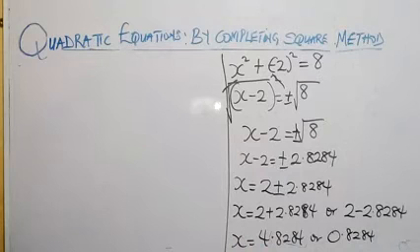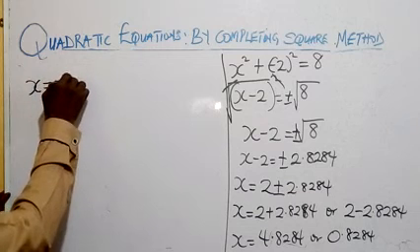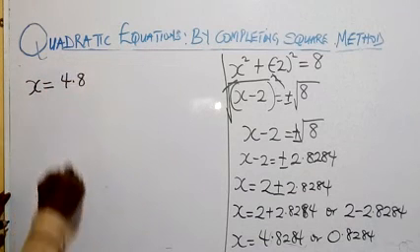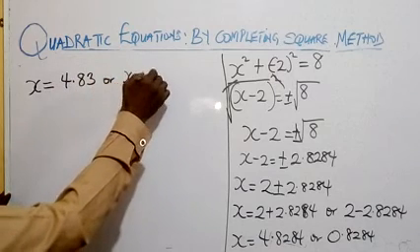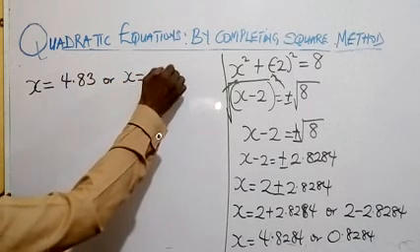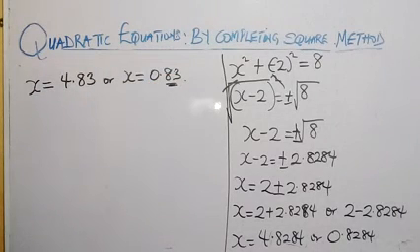The value of our x is 4.8284 or minus 0.8284. And don't forget, from the question given to us, they asked us to leave our answer in two decimal places. Therefore, our x equals 4.83, or x equals minus 0.83. That's our final answer. You can see that mathematics is very simple and sweet as bread and tea.